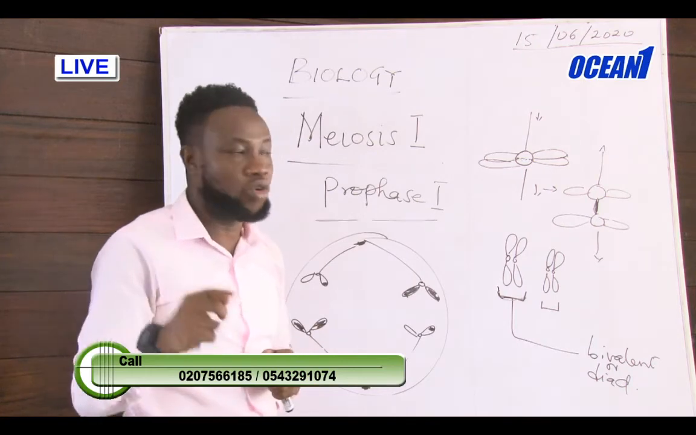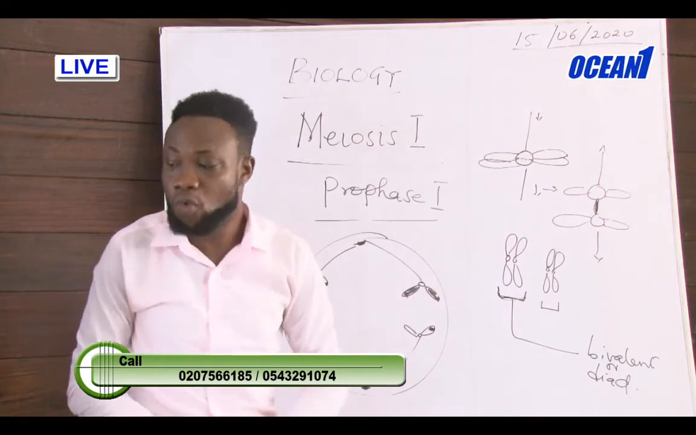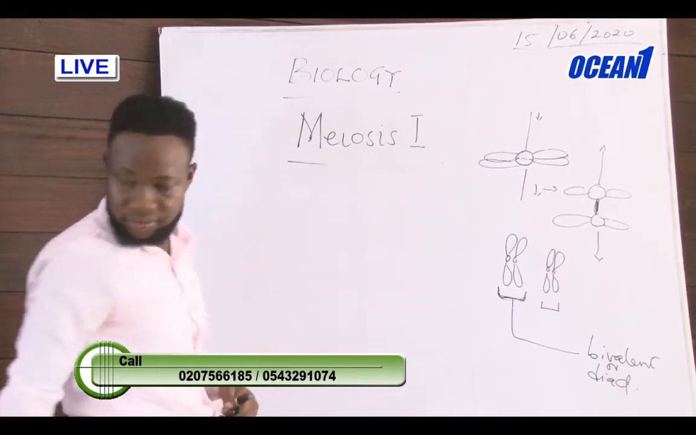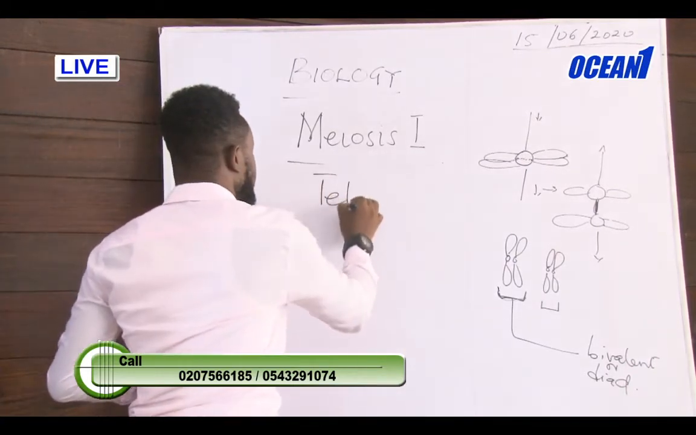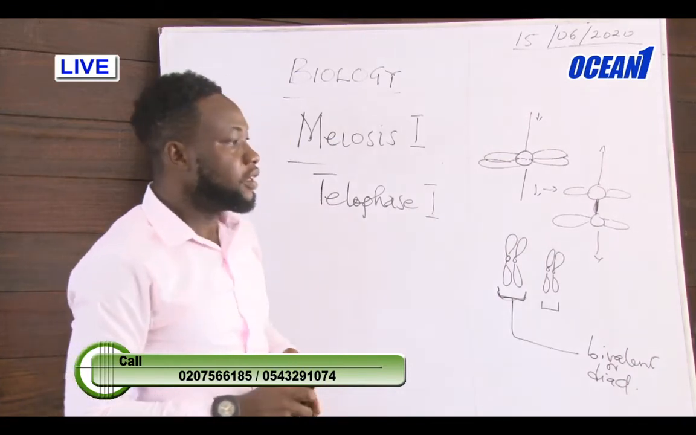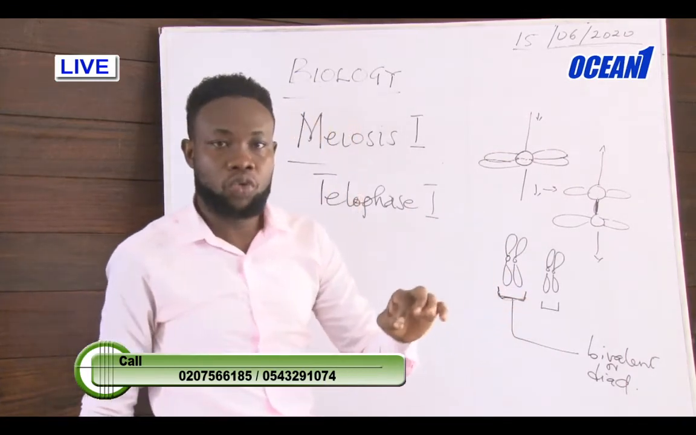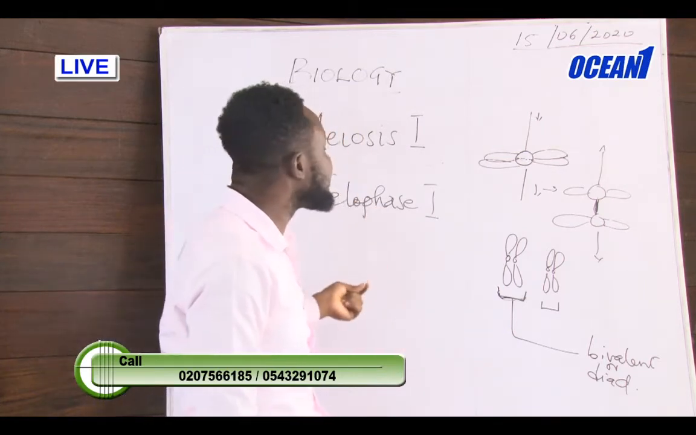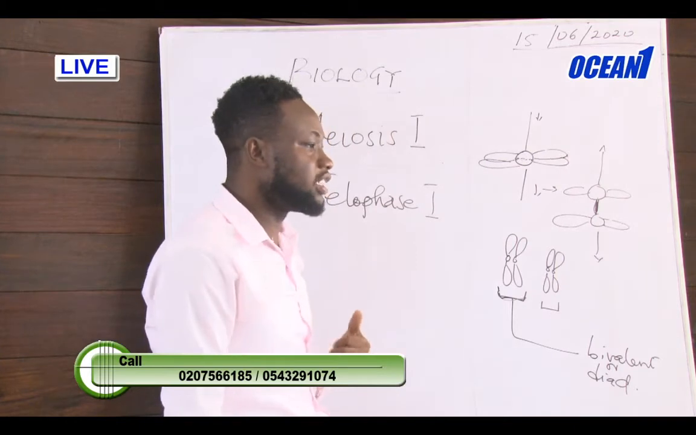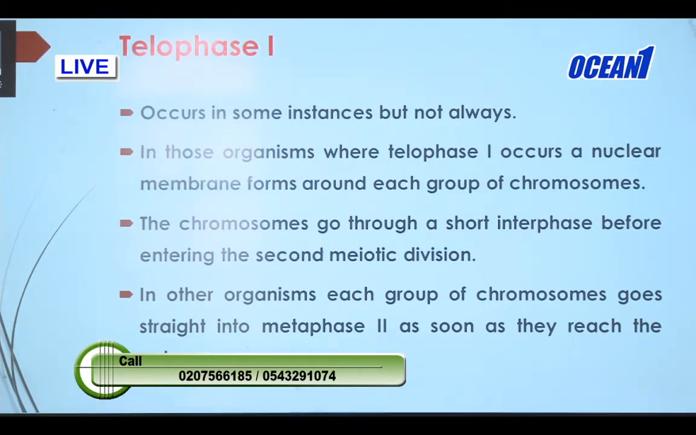Now, as we are waiting for your phone calls, let's look at what happens in telophase 1. Telophase 1 occurs in some instances, but not always. That is to say, telophase 1 doesn't occur in all cells. There are times it occurs and there are times it does not. In those organisms where telophase 1 occurs, a nuclear membrane forms around each group of chromosomes. So where it doesn't occur, there wouldn't be formation of a nuclear membrane.